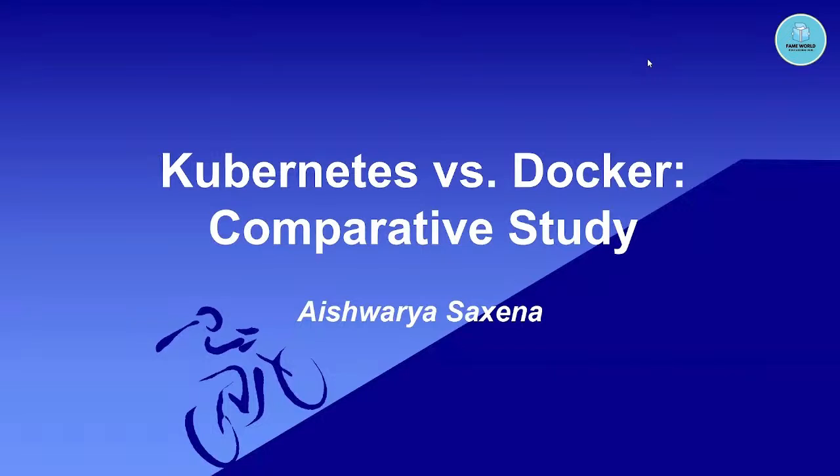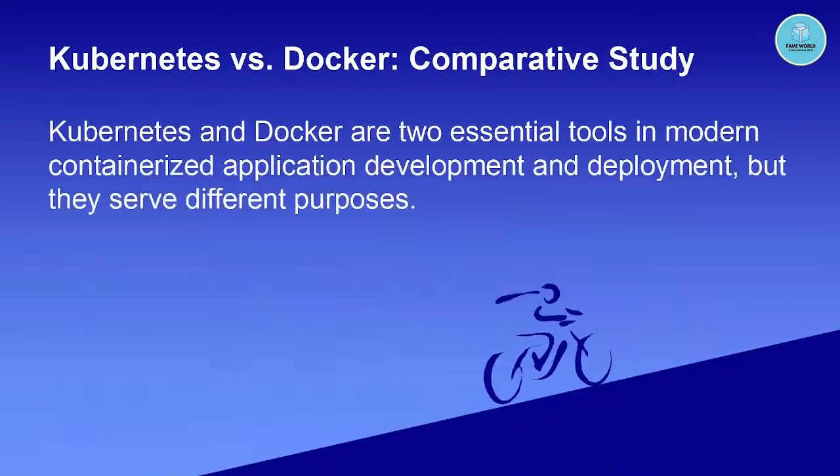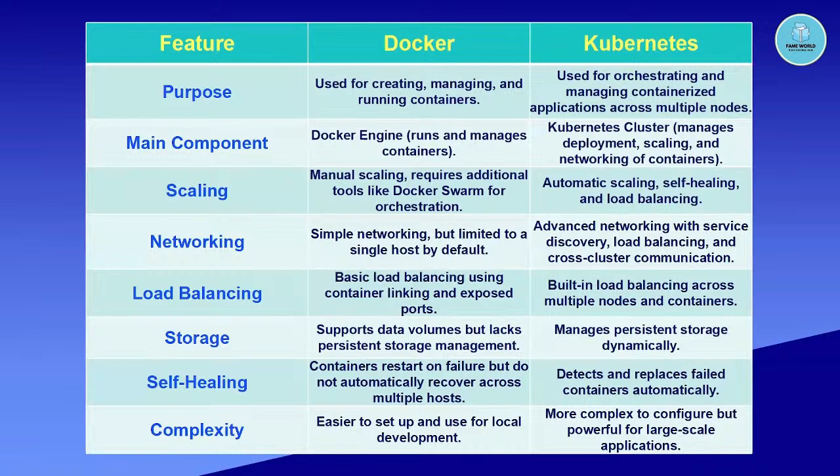Let's talk about a comparative study of Kubernetes and Docker. First of all, Kubernetes and Docker are two essential tools in modern containerized application development and deployment, but they serve different purposes. Okay, they are actually two different technologies for the same purpose, you can say. So let's see the comparative study one by one.